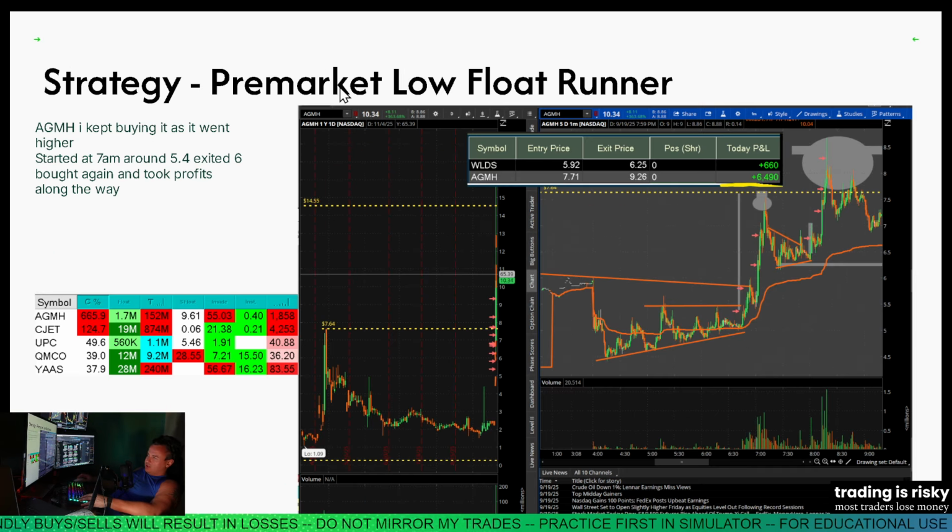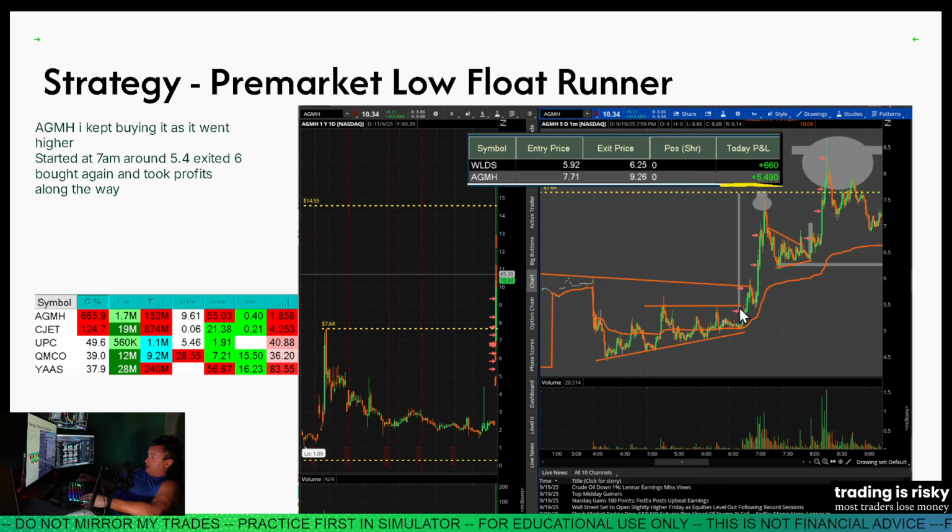Moving on to another strategy, pre-market low float runner. AGMH, I kept buying it as it went higher. I started around 7 a.m., around 5:40, and then exited at 6. So multiple times, you can see, here at around 6:45, this stock was developing a wedge pattern. I started going long at 5:40, and then I exited close to 6. I bought it again at 6.20 and exited at 6.80.